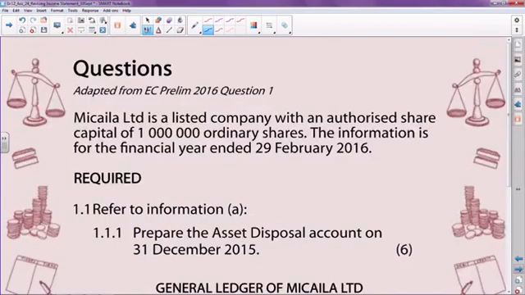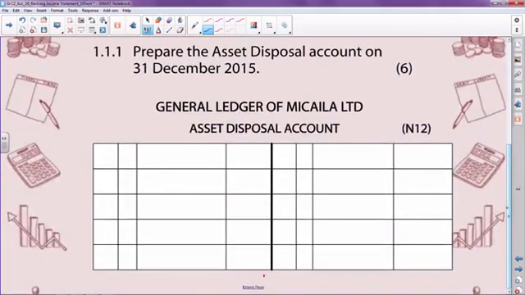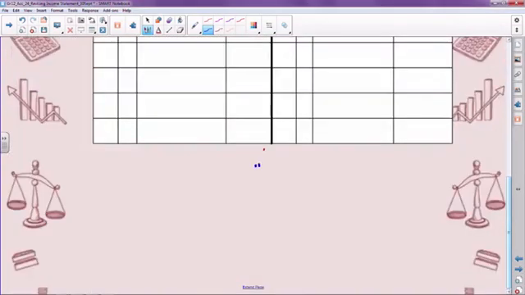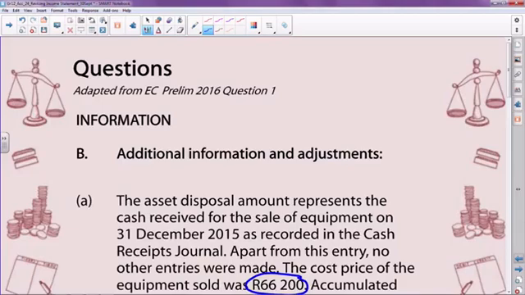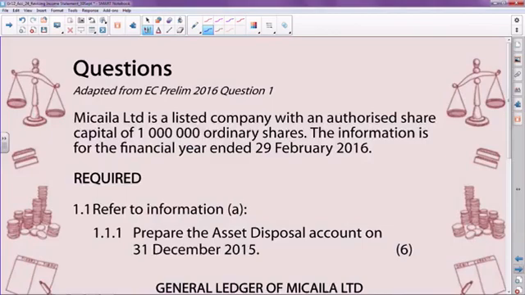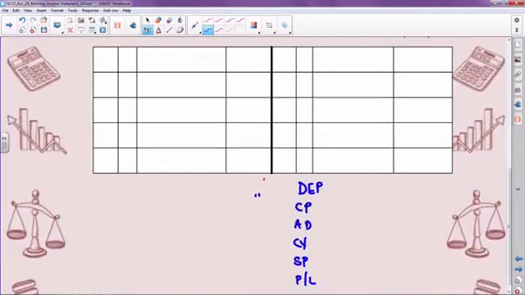Right, going into the information. Now, whenever you are working with an asset disposal, like I've told you in the past, this is of utmost importance: depreciation, cost price, accumulated depreciation, carrying value, selling price, profit or loss. Let's take the information into our table from the given information. Right, what are we told? The cost price of this equipment sold was 66,200. So immediately you say, fine, put down the cost price 66,200.